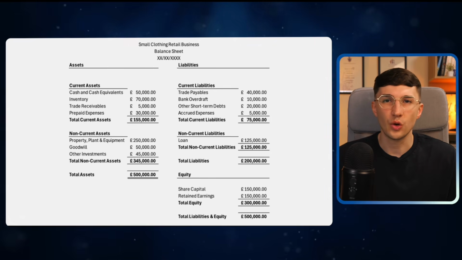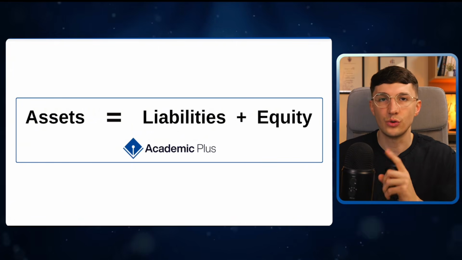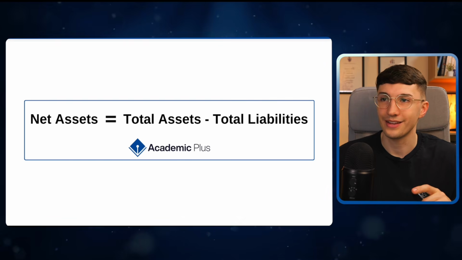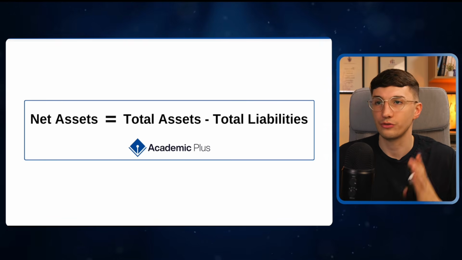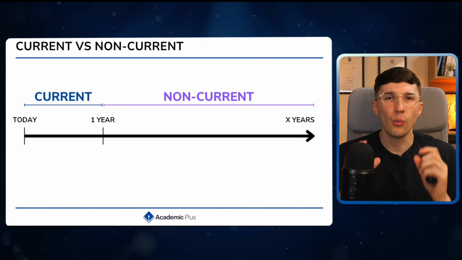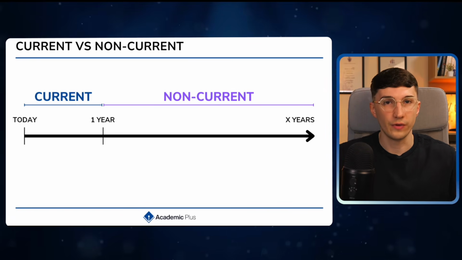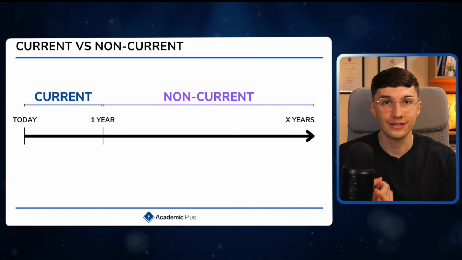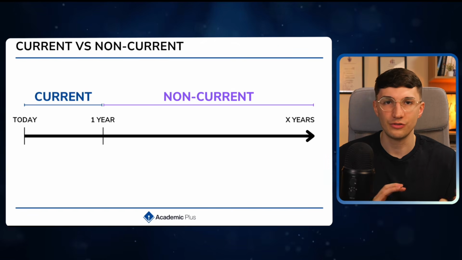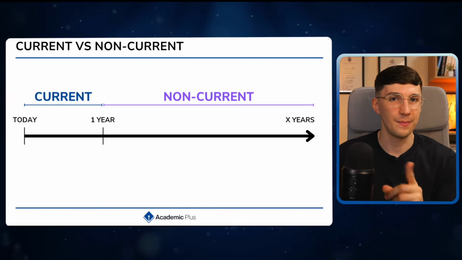Now, why is it called a balance sheet? Well, it's because it balances. Our assets are equal to your liabilities plus your equity. And another important formula is also our net assets. The way we calculate that is our total assets minus our total liabilities, also the same as our equity. Now, when we look at our assets and our liabilities, these can be broken down into two further categories. We have our current assets and our non-current assets. Easy way to remember what the difference is between these two: current within 12 months, non-current after 12 months. Keep that one in mind.